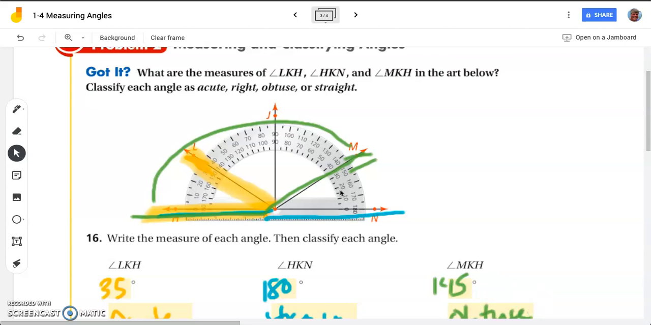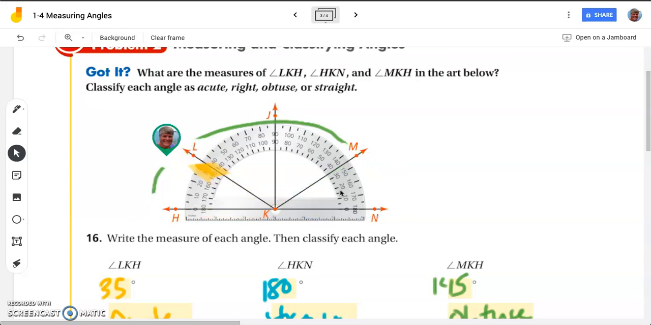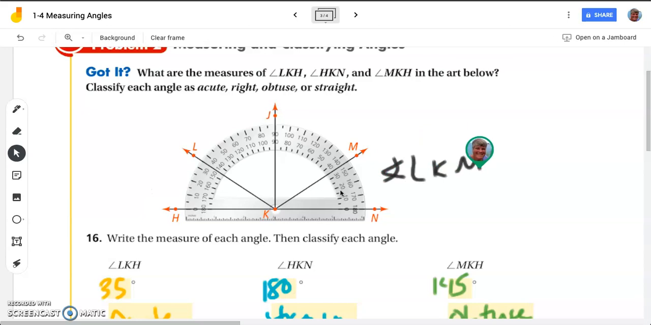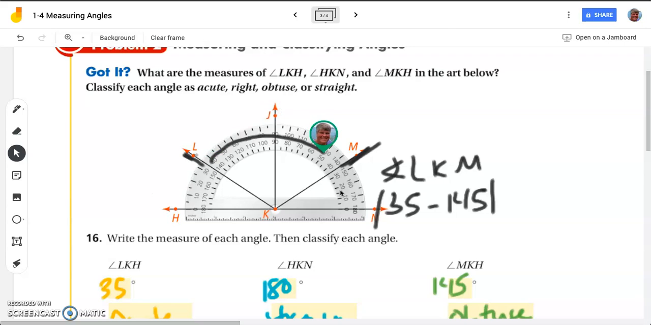Let's say I want to know, and I'm going to erase these for now to get them out of the way. So let's say I want to know angle LKM. Well, I'm going to take whatever L is at, which is 35. I'm going to take wherever it goes through here, which is at 145, and I'm going to take the absolute value of the differences because I'm going from here to here, so I can't just read the number. I need to take the absolute value of the differences. So it's the absolute value of 110, which would give me 110 degrees.